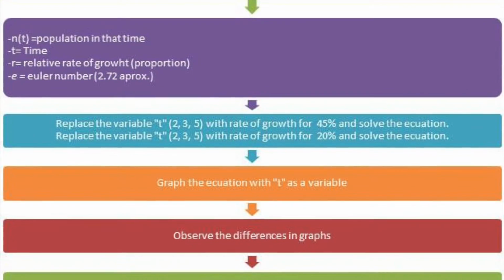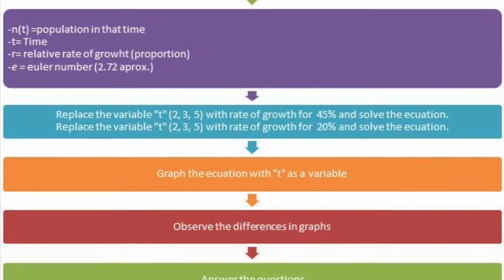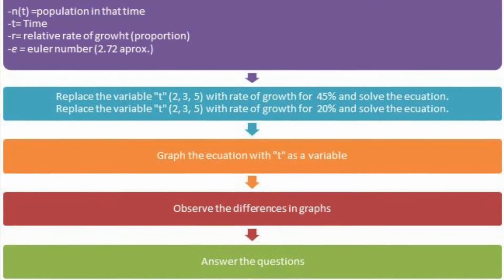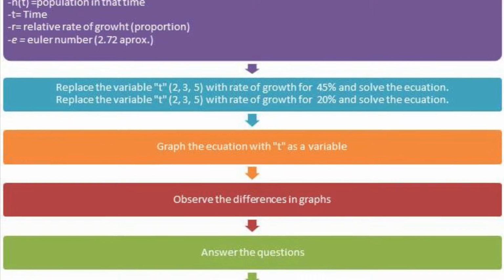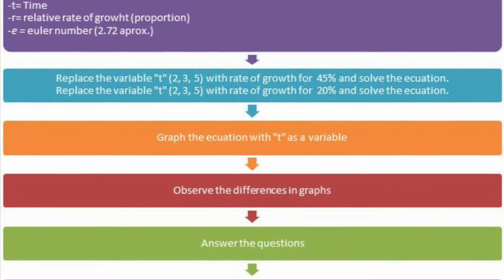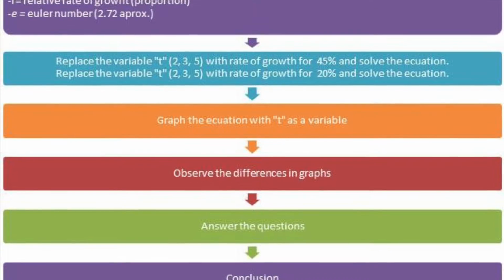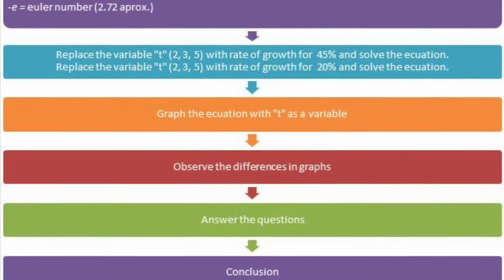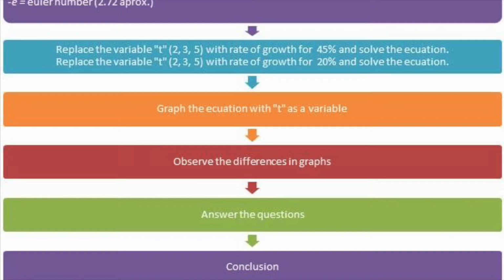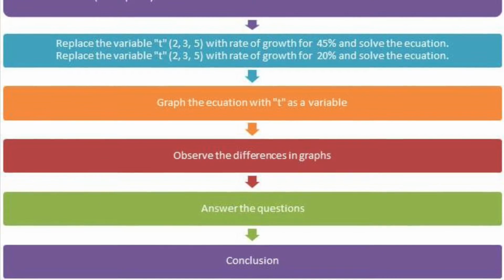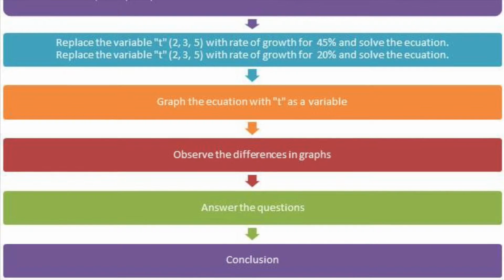Replace the variable t with 2, 3, and 5 with rate of growth for 45% and solve the question. Replace the variable t with 2, 3, and 5 with rate of growth for 20% and solve the question. Graph the question with t as a variable. Observe the differences in graphs. Answer the questions. And conclusion.